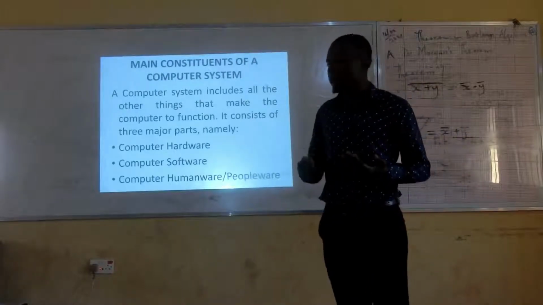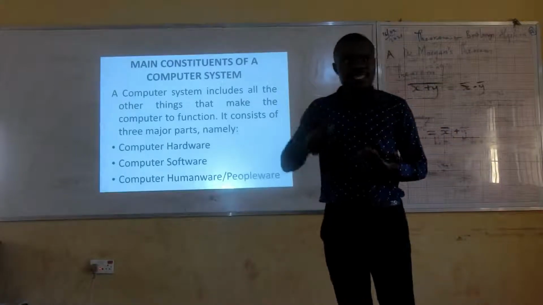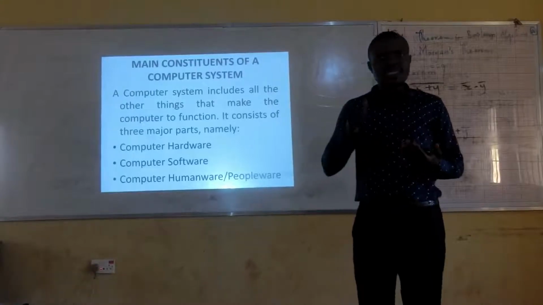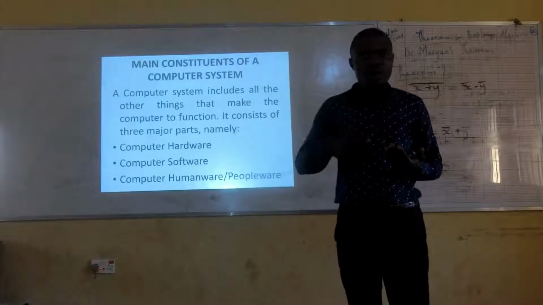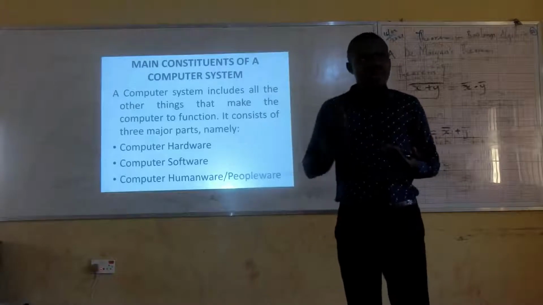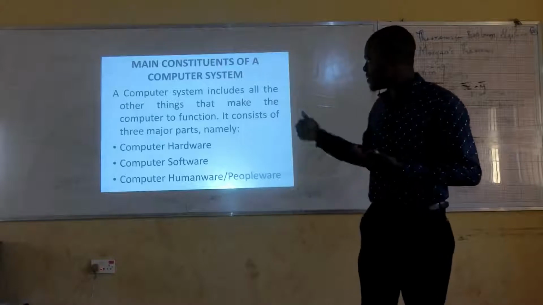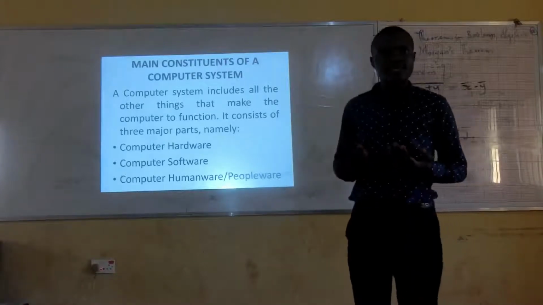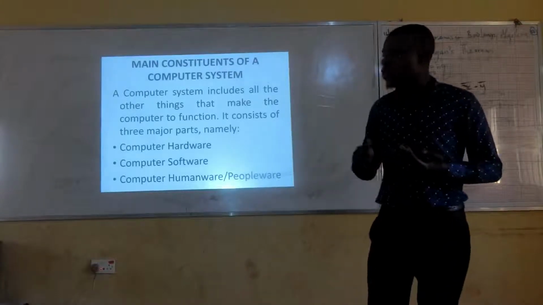What are the main constituents of computer system? Like we have said earlier, a system is anything that consists of two or more components. So a computer system consists of three components. They are the hardware component, the software component, the humanware component, which is otherwise known as peopleware.